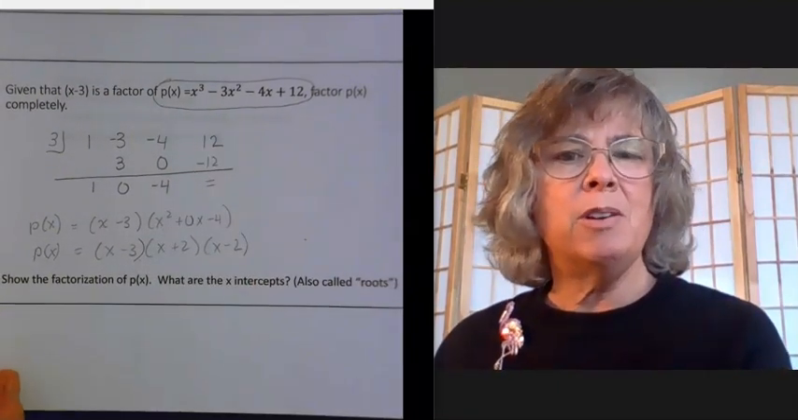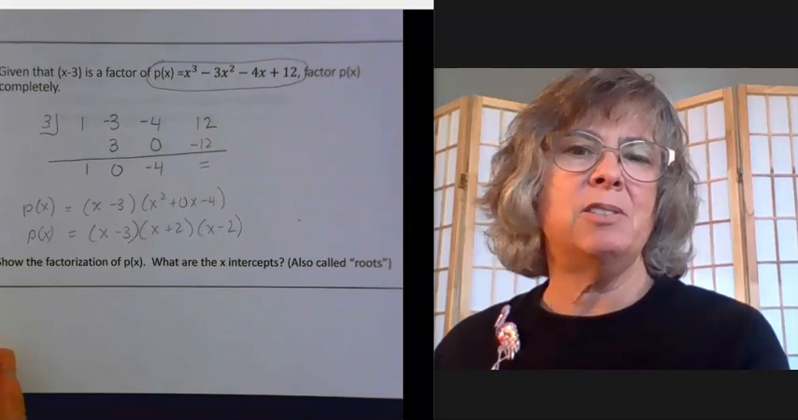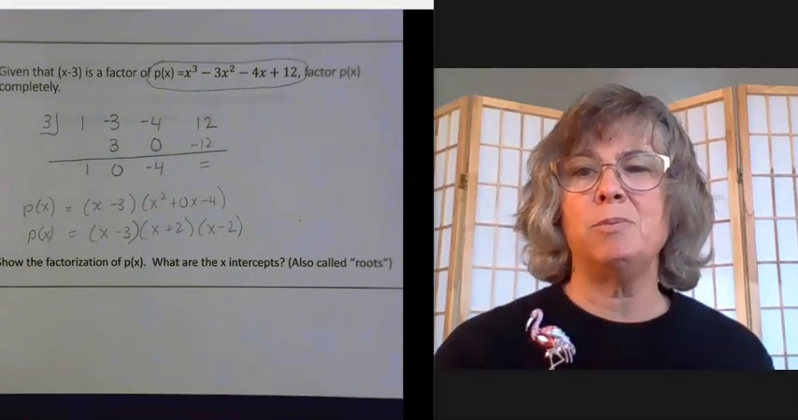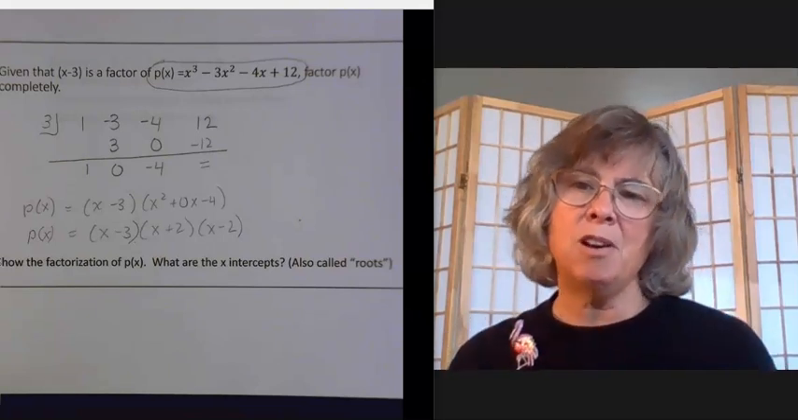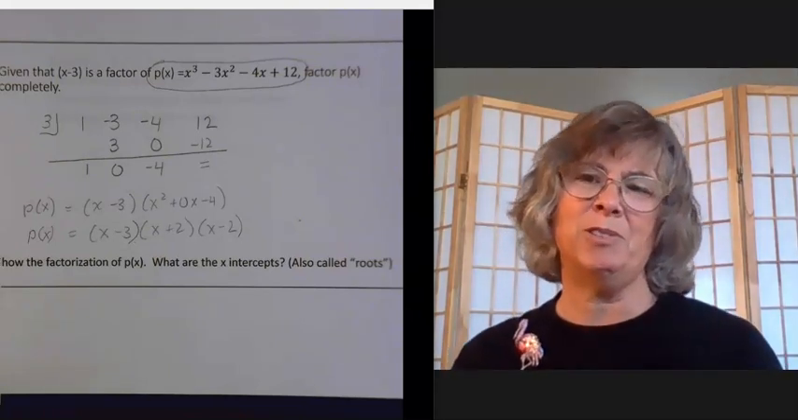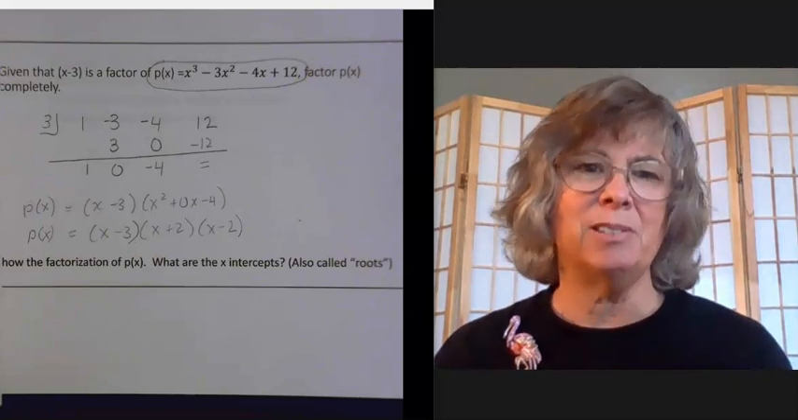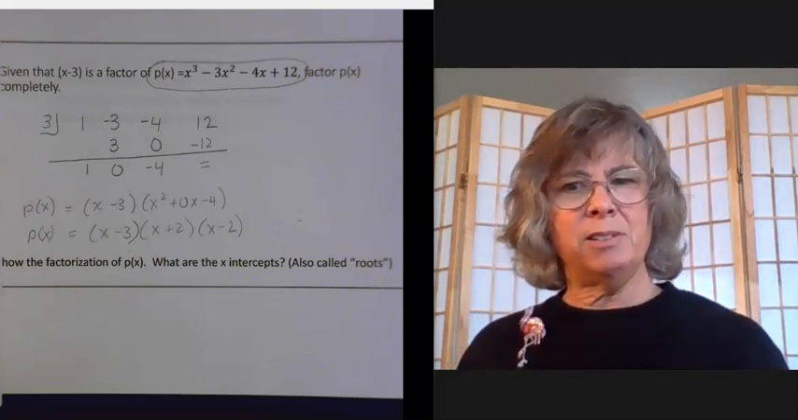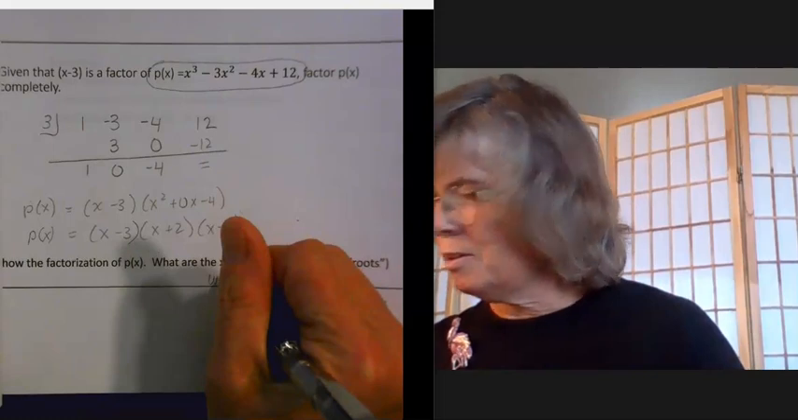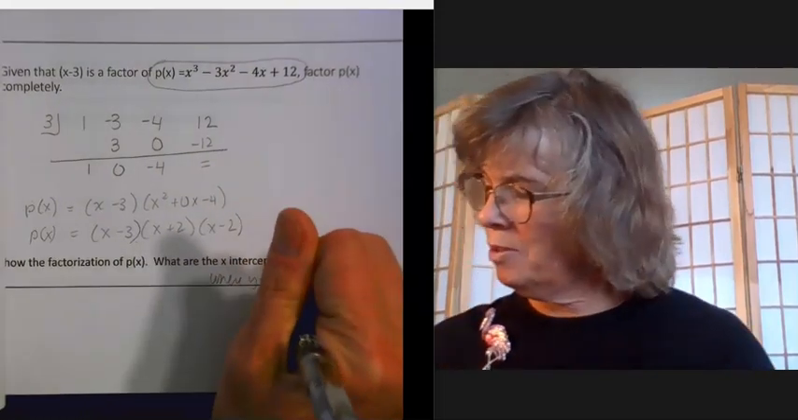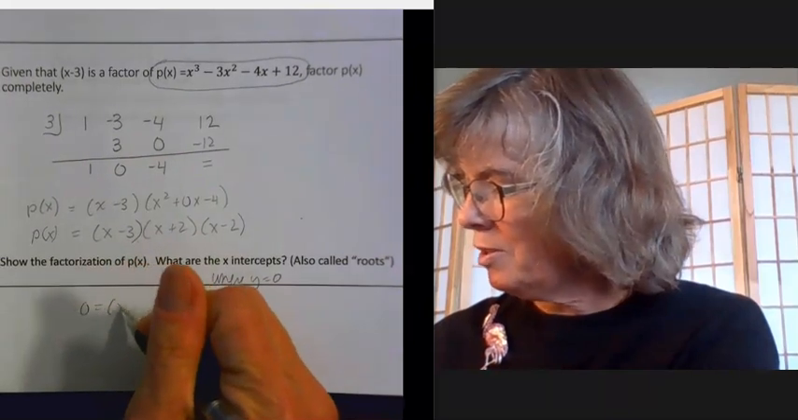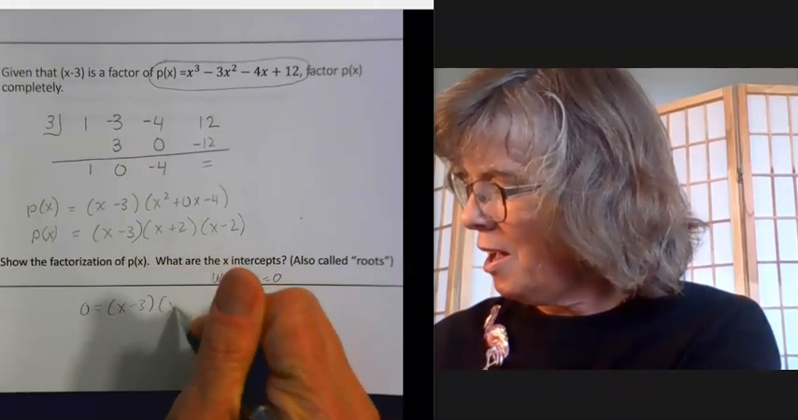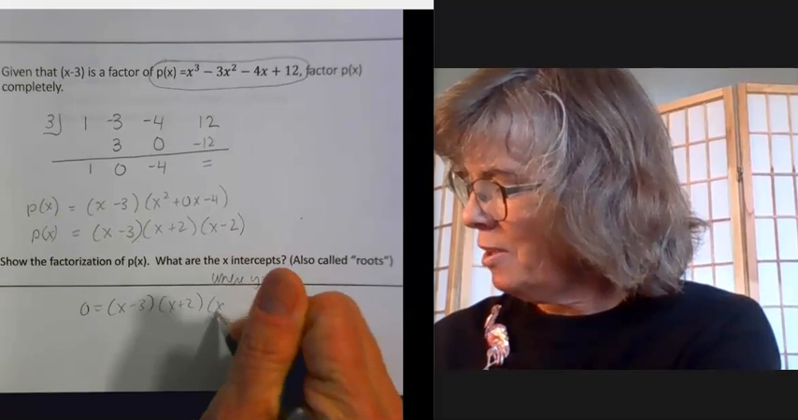So now what are the x-intercepts? These x-intercepts are called roots. You might find x-intercepts, roots, zeros. There's a whole bunch of words. So you know if there's a whole bunch of vocabulary words for something, it's going to be important. So what are the x-intercepts? X-intercepts are where y equals 0. So you're going to set the y value equal to 0. 0 equals x minus 3, x plus 2, and x minus 2.